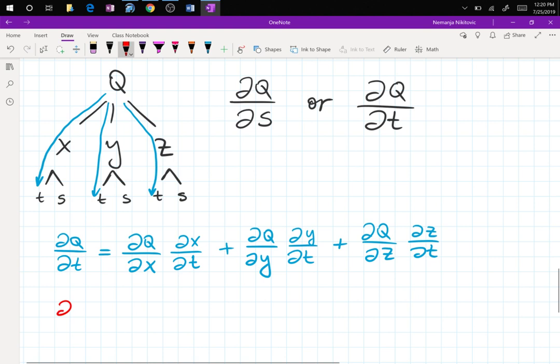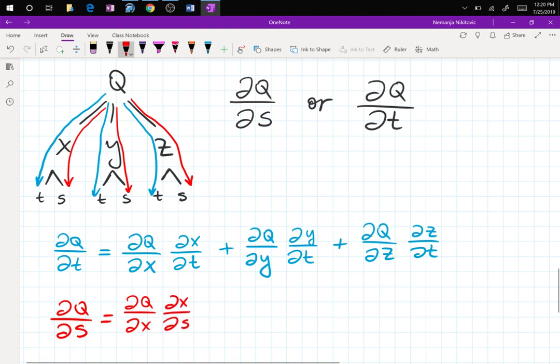Or I can look for partial Q, partial S in terms of the arc length. If I'm looking for that, I should follow the red paths, which would connect Q to S. Partial Q, partial X, partial X, partial S. Partial Q, partial Y, partial Y, partial S. Partial Q, partial Z, partial Z, partial S.